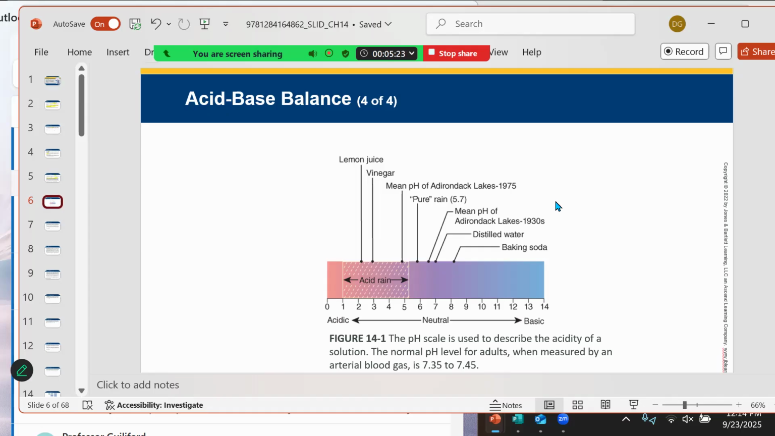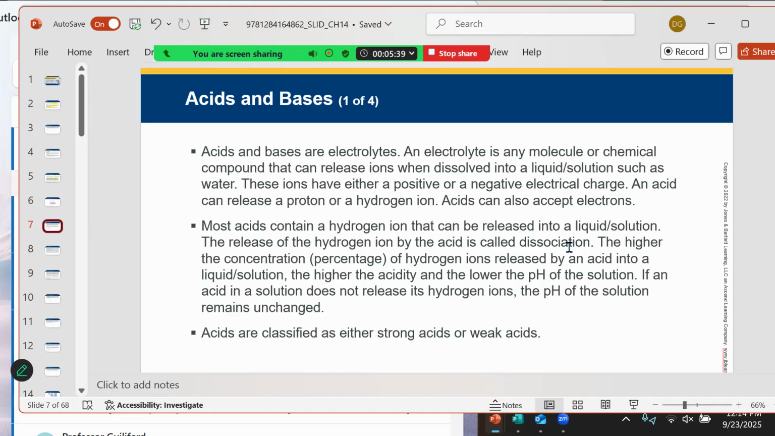Now, if the patient has pure rain, 5.7, and distilled water is 7, because water is pH 7. If they have baking soda, the mountain goes way out, pretty much straight up and straight down. We call that the witch's hat. So your blood is like 7.35 to 7.45. You would see acids and bases are electrolytes.